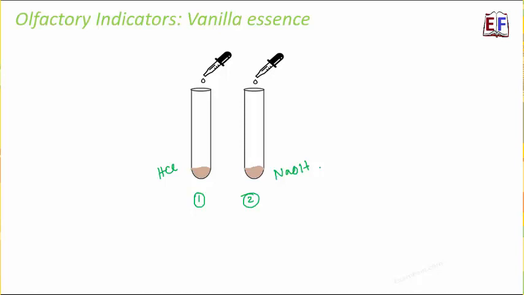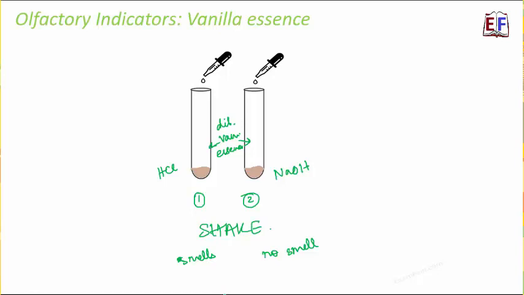After shaking them well, both of these have dilute vanilla essence. Shake well, that's important. After that we see that in test tube 1, it still smells. The smell of vanilla essence is still there. But in test tube 2, there is no smell. That shows that the odor of vanilla essence goes away when it reacts with a base, but it stays when it reacts with an acid.